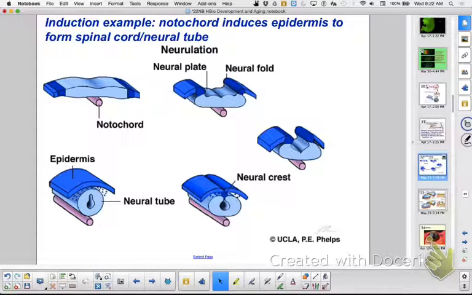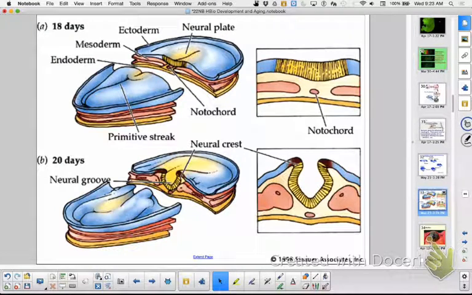Okay, so let me jump in here. There are two classic examples you want to know. The notochord inducing the epidermis above to fold in and form that neural tube. And here's another picture, same idea, you can see here from above, it's folding in to form that neural tube.